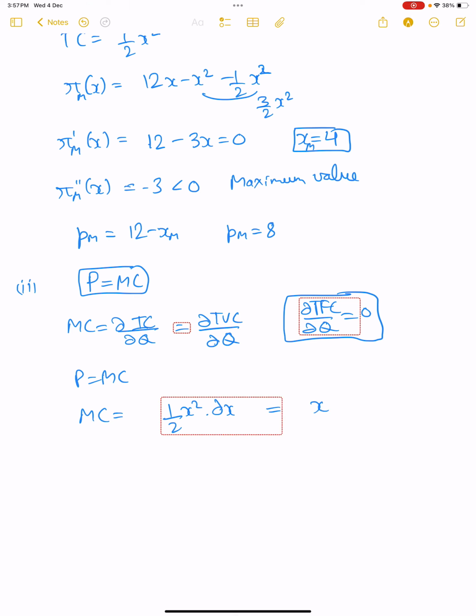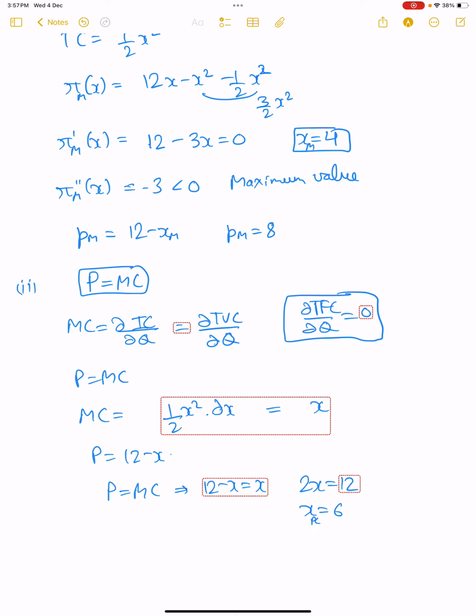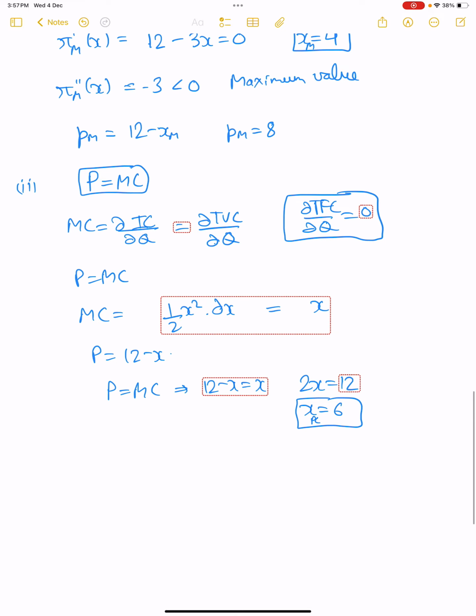So we'll get x as the marginal cost. Price was 12 minus x. So at equilibrium, 12 minus x should be equal to x, which means 2x should be equal to 12. X is 6. X in case of perfect competition is 6. Similarly, we can find the price for it. Price would become 6 only.